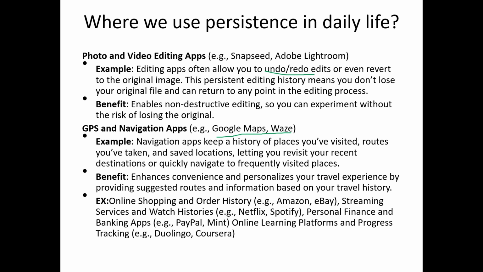Some more daily life examples where we use persistence: online shopping and order history, like Amazon, Flipkart, Myntra, Ajio. These are online shopping apps. Streaming services and watch histories, like OTT apps, Netflix, Hotstar, AHA, Spotify to listen to songs, Netflix to see movies, etc. Personal finance and banking apps like PayPal, Mint, etc. Online learning platforms and progress tracking, for example Duolingo, Coursera, etc. These are some of the examples of persistence we use in daily life.